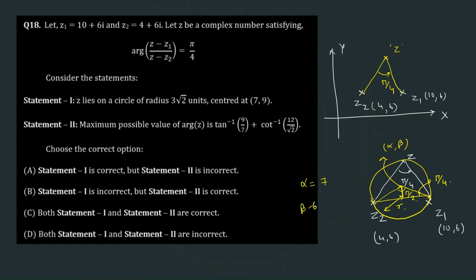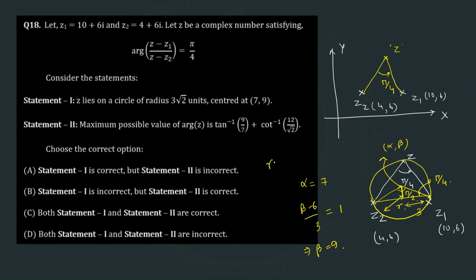So (beta minus 6) divided by, now this length is equal to (10 minus 4) divided by 2. So 3. So divided by 3 equal to tan 45, that is 1. So beta comes out to be 9. That means the center is at 7 comma 9.